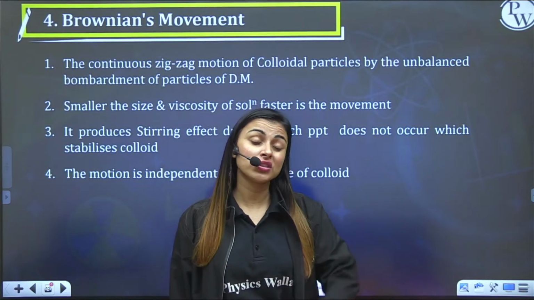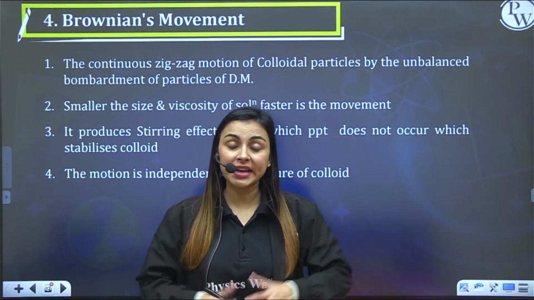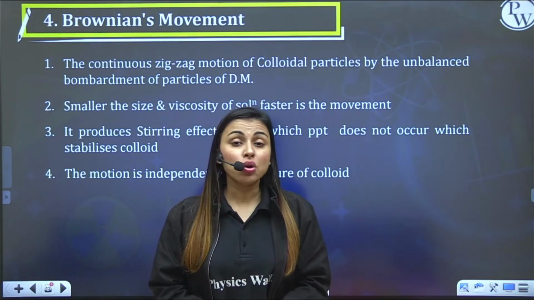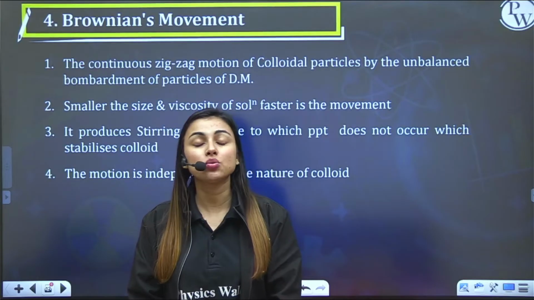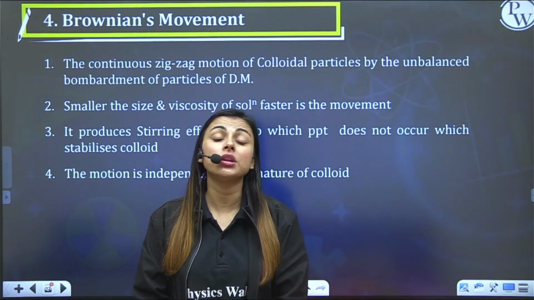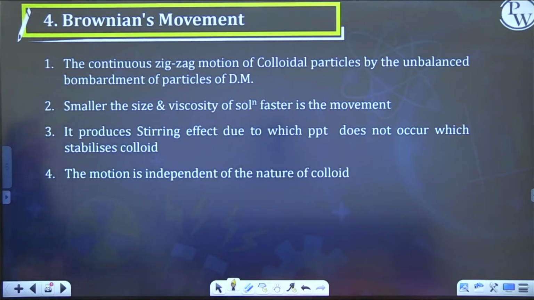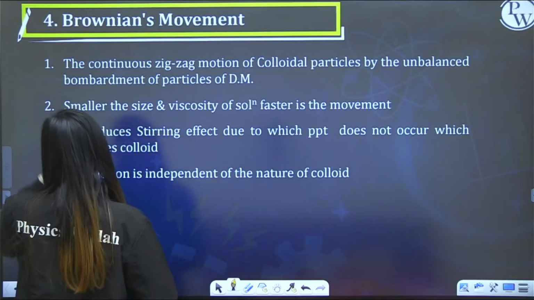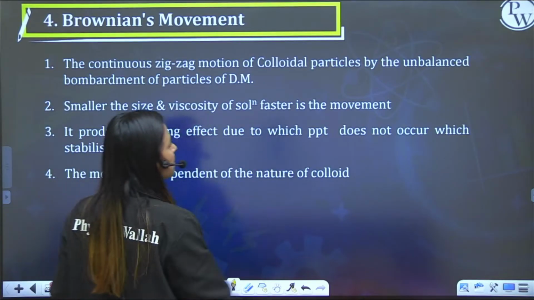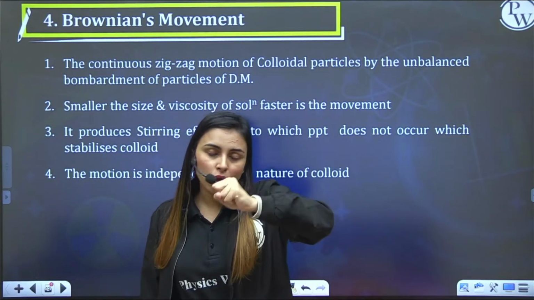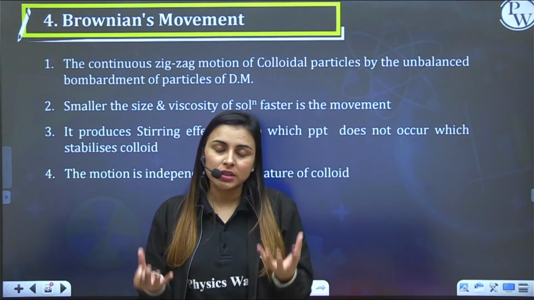If colloidal particles settle down, they'll combine together and aggregate and form a PPT. So in order to remain in the colloidal range, they need to keep on moving in the zigzag manner. That is, they need to keep on showing the Brownian movement. Okay, so this is written here: the continuous zigzag motion of colloidal particles by the unbalanced bombardment of the particles of the dispersed medium. Smaller the size and viscosity of solution, faster is the movement. Obviously, particles which are smaller in size can move faster. If you have a bigger particle, it will move comparatively slowly.